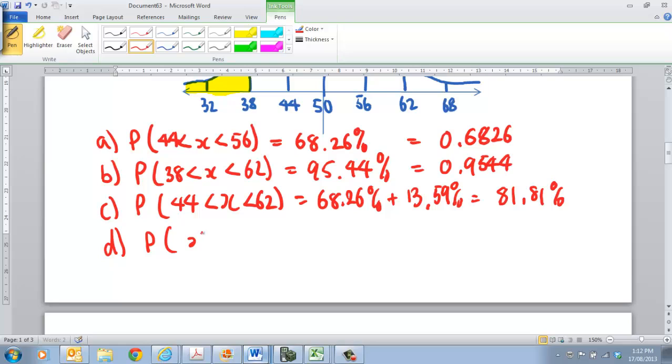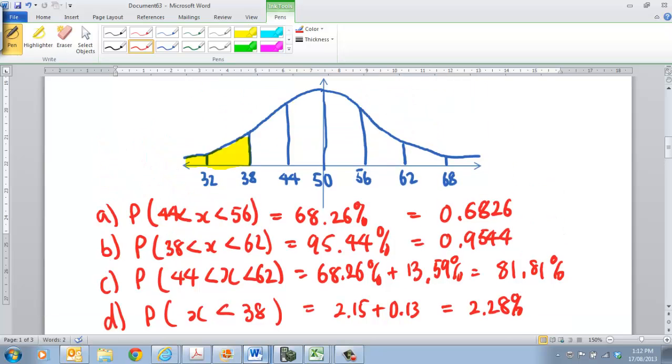So for part D, probability, well, I might as well do it. X is less than 38. That's equal to 2.15 plus 0.13 equals 2.28% chance. So it's not very likely that that's going to occur.